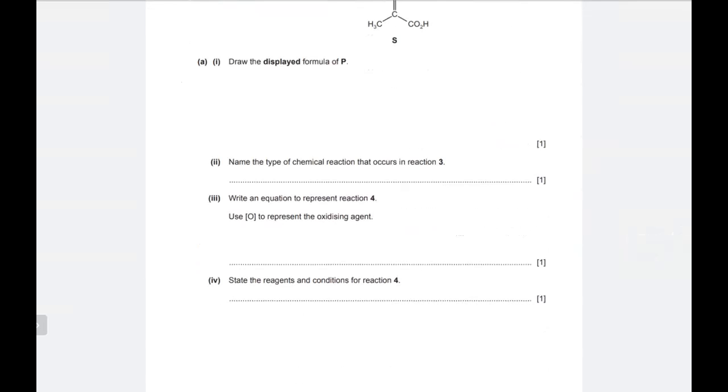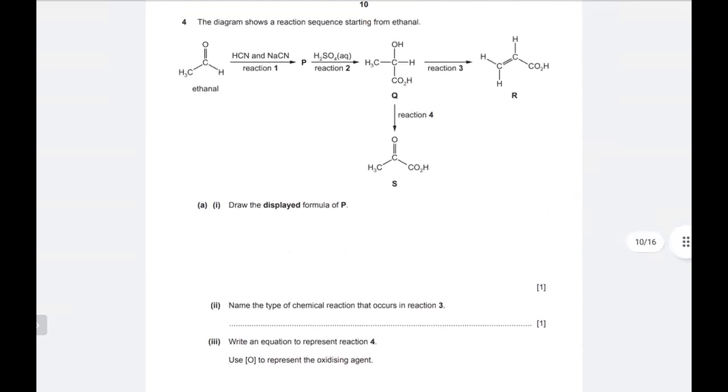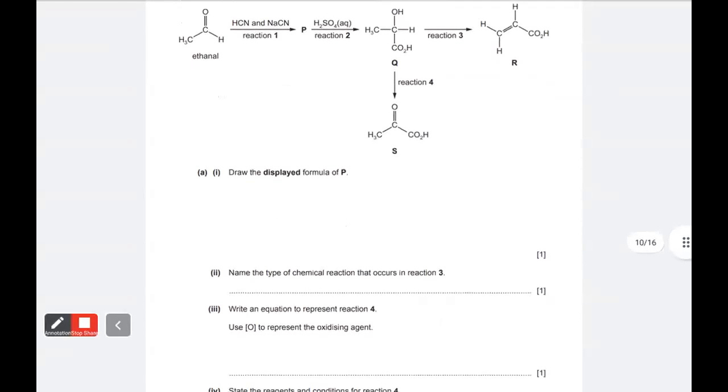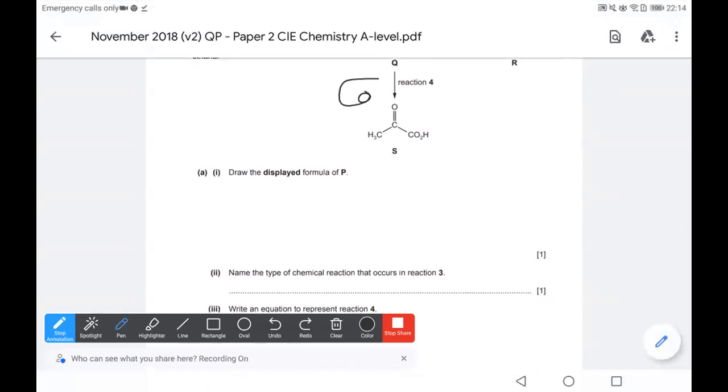Write an equation to represent reaction 4. Use O to represent the oxidizing agent. It's oxidation. The alcohol carbon becomes a carboxylic carbon. No problem. You can write the same with O here. There's no other difference.